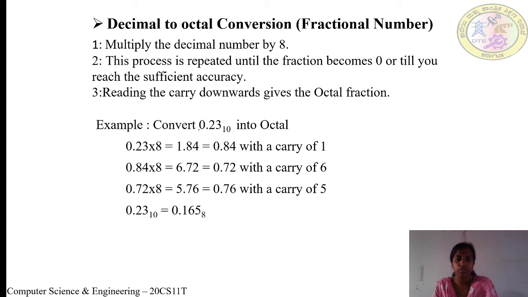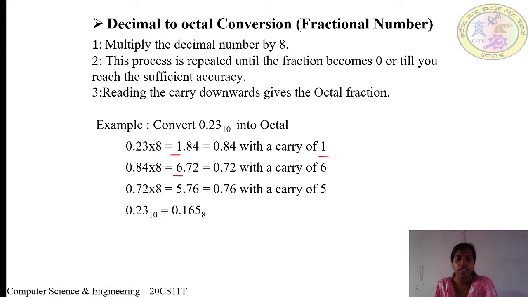Example, convert 0.23 base value 10 into octal. So take 0.23 multiply by 8 follows from the first step is equal to 1.84. So take the value 1 and put as a carry. Next, take the previous value 0.84 into 8 is equal to 6.72.